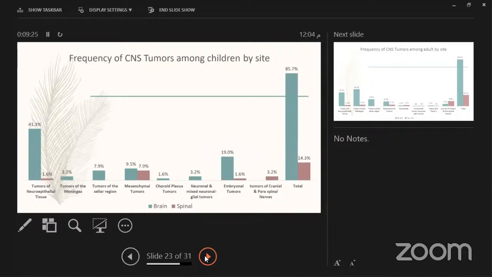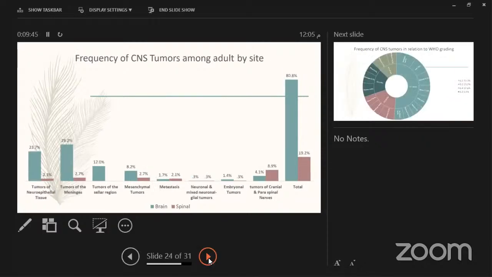For the frequency of tumors according to site, most of the tumors, about 80 to 85%, were intracranial, and only 14% were intraspinal. In the adult group, the intraspinal proportion is slightly raised, 18%, because metastases are more commonly presented in adults, which may raise the amount of intraspinal tumors. But in general, intracranial is more common than intraspinal.